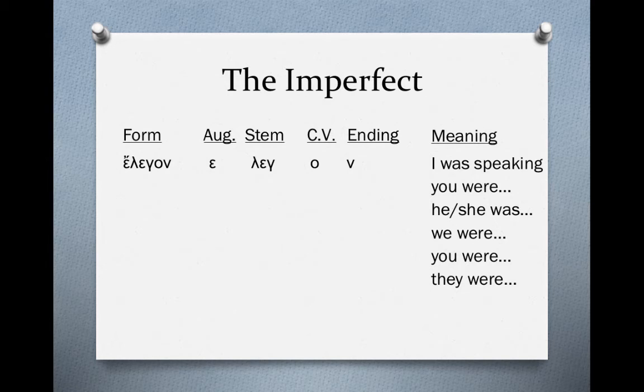Remember, the ending on verbs shows us both the person and the number. Person would be I, first person singular, and the number, well, it's singular. So if it has the nu, I was speaking. Eleges has that sigma ending, and this would be translated you were speaking. And then we have elegen with a movable nu. Sometimes it will appear, sometimes it won't.